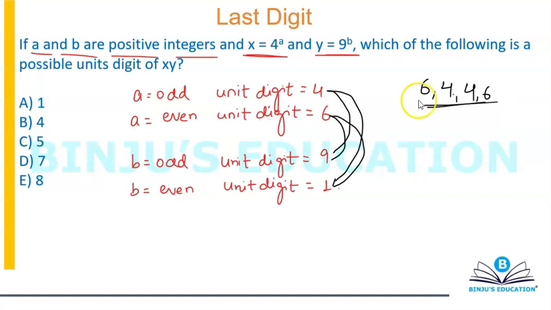So the only possibility that we have here is 4, which is option number B. That's it. Nothing else. Okay. All right. Let's move on to the next one.